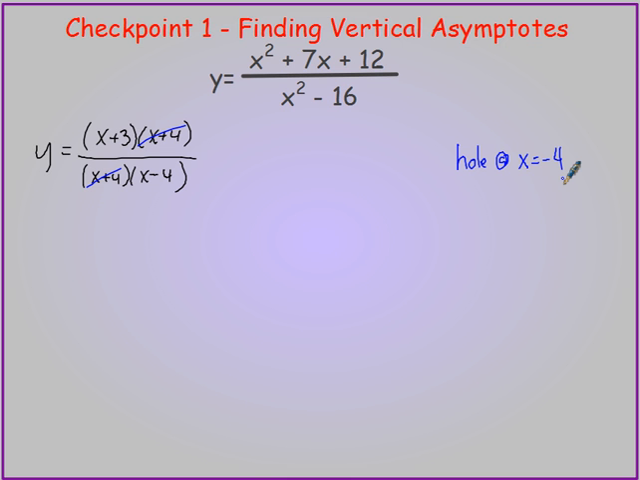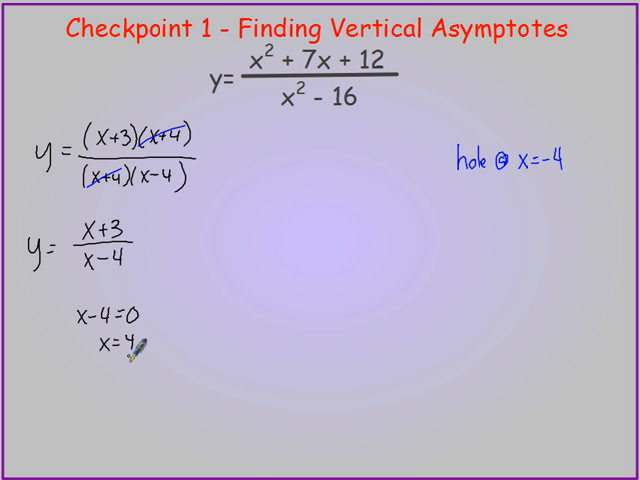Because it would be like setting it equal to 0. Right? So does everybody see that? I have a hole at -4. Okay? So now, when I reduce, I'm left with what? X plus 3, X minus 4. Correct? And then how do I find my vertical asymptote? You set the denominator so X is equal to what?